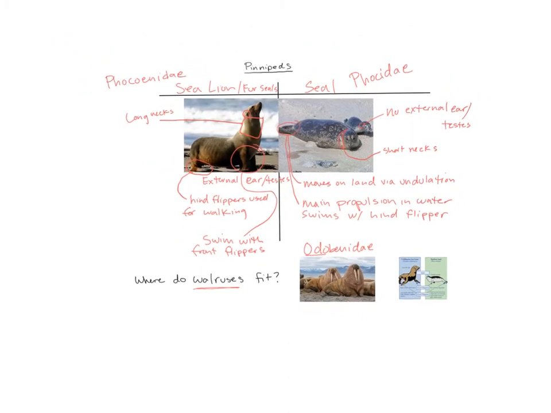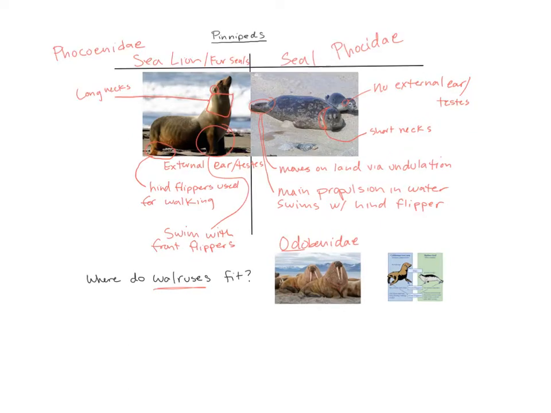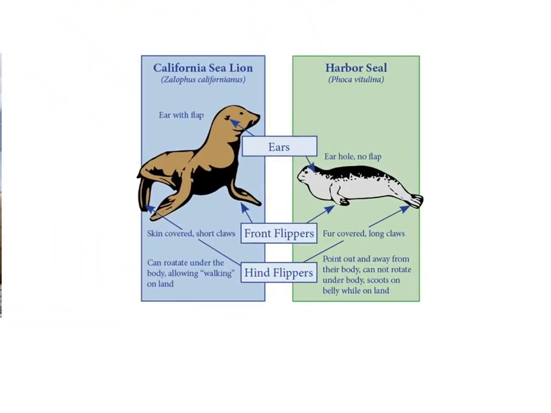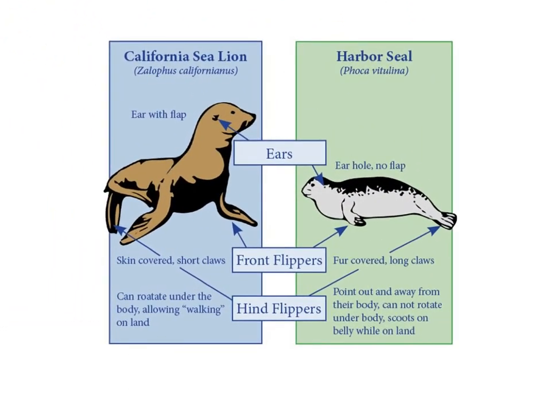So they are more like our seals and sea lions, but they are unique. All right, so just what we did here, where we looked at the two pictures, there's another graphic which also shows the same things which we talked about. It doesn't talk about the neck, but all right.